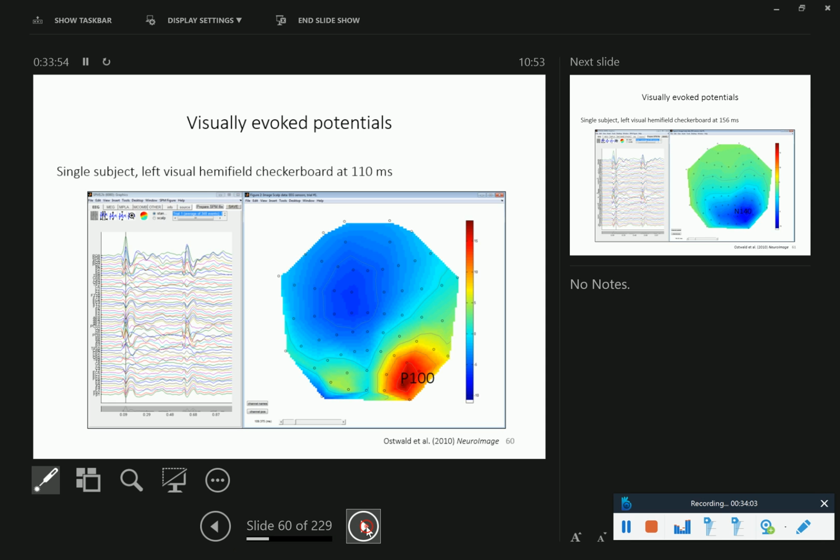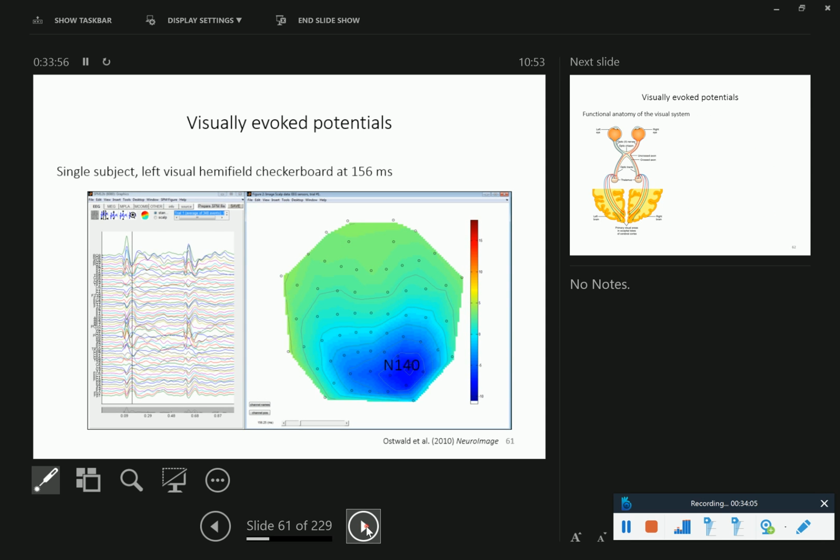Now we go forward in time and see a more bilateral pattern, although this of course definitely has more of a focus on the right hemisphere. We see a negativity here and some positivity in the rest of the brain, but we don't have this strong dipolar pattern.